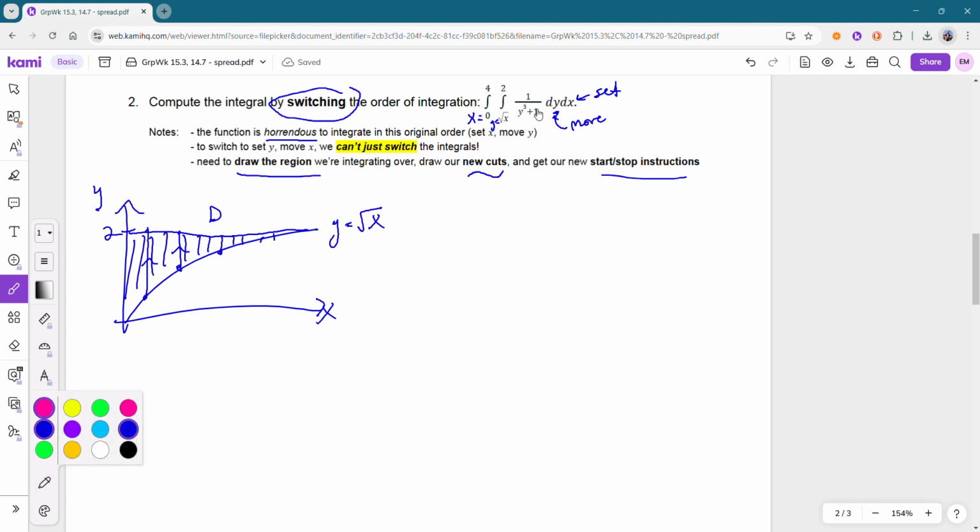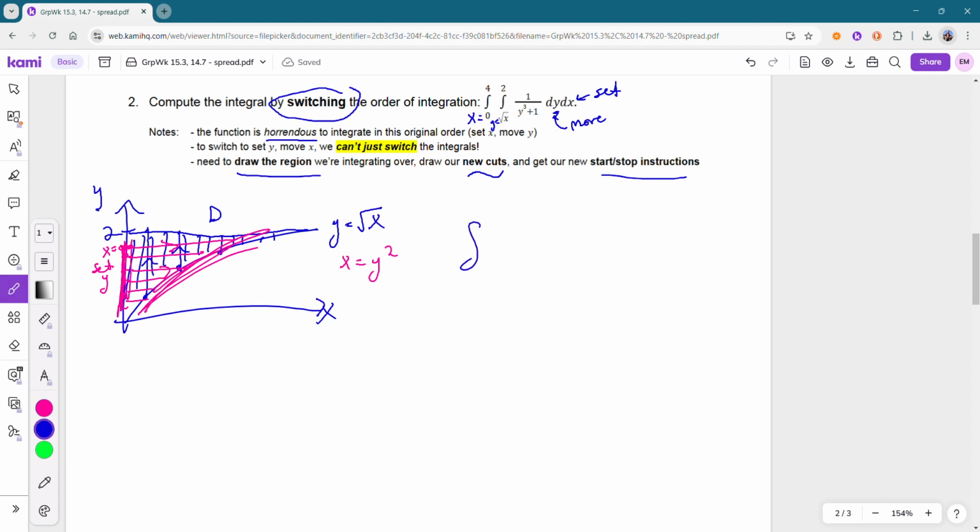But of course, we want to switch our order, and instead of setting x moving y, we want to set y and move x. So take our horizontal cuts like this. And notice we're always starting x at 0 over on this left side, and we're always stopping x over on this right side coming from our square root function, which solving this for x gives us y squared. And so here we're going to be able to set this up just with a single integral in our new direction and work from there.